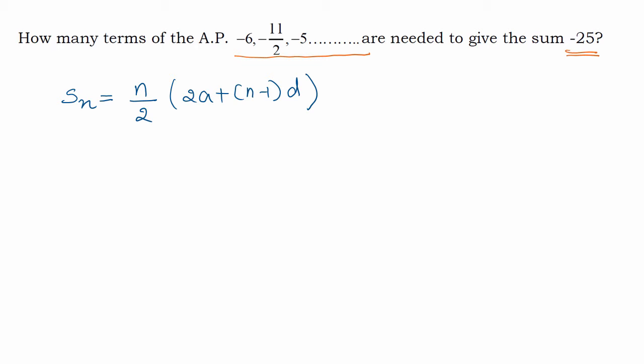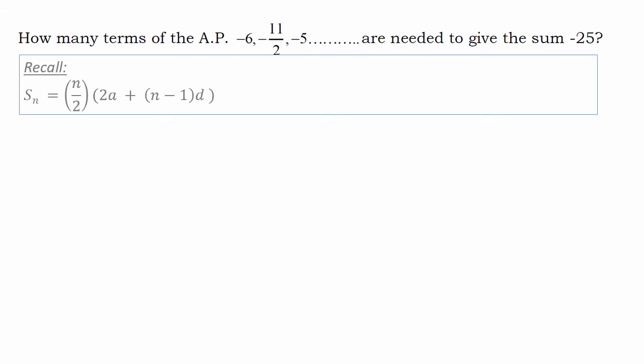Okay, so shall we do that? Let's substitute. S of n equals -25, so that is given. Okay, and what is a? A is given as -6, so a is -6. Okay, and then what else is given? What is d? The difference.